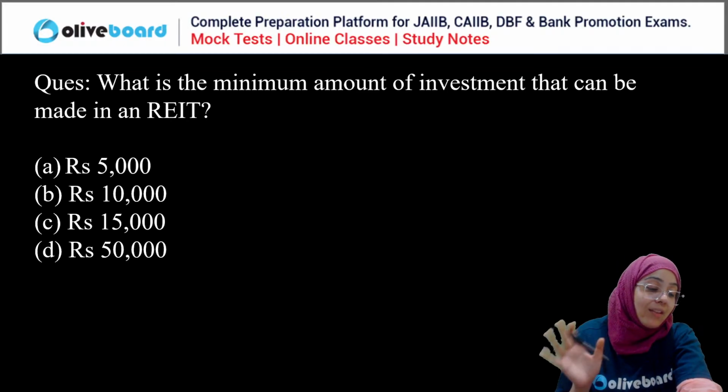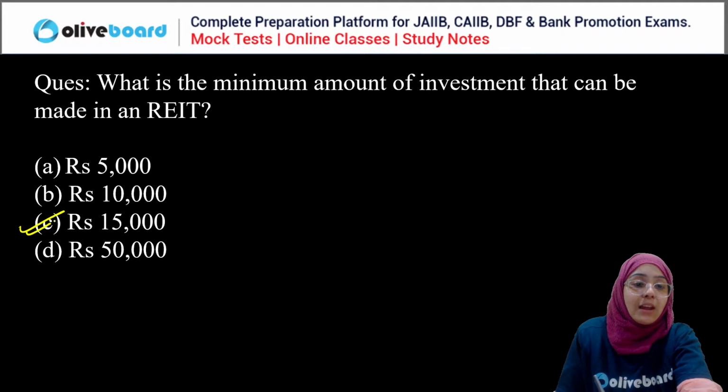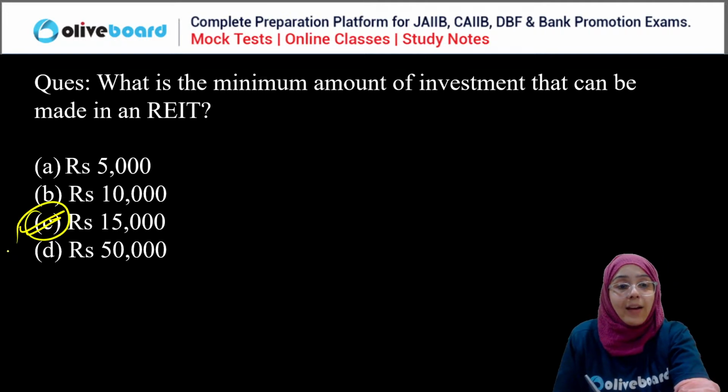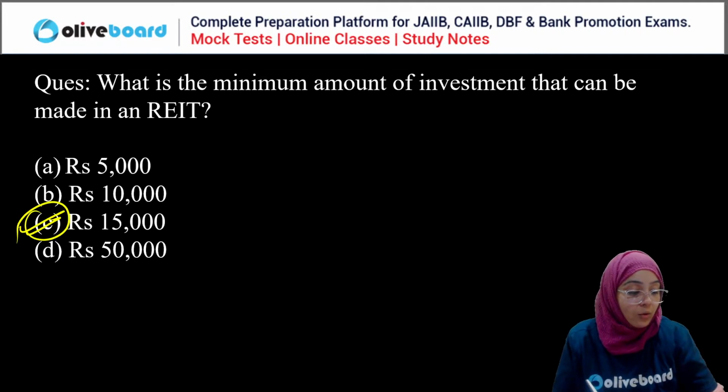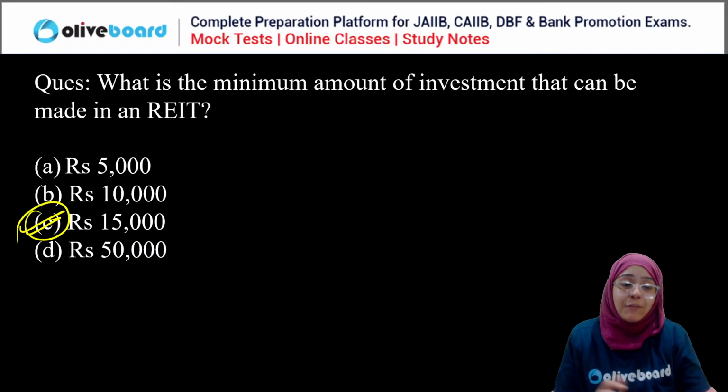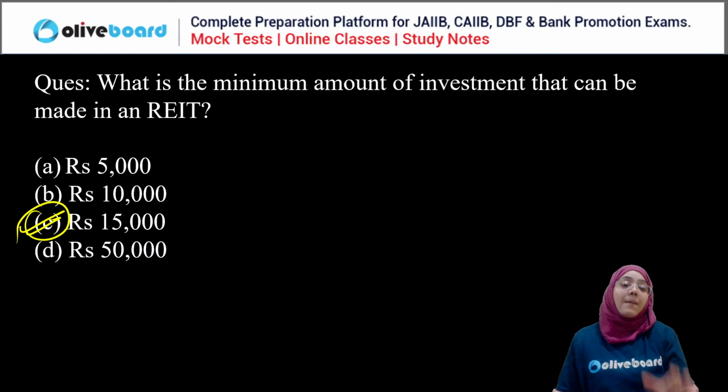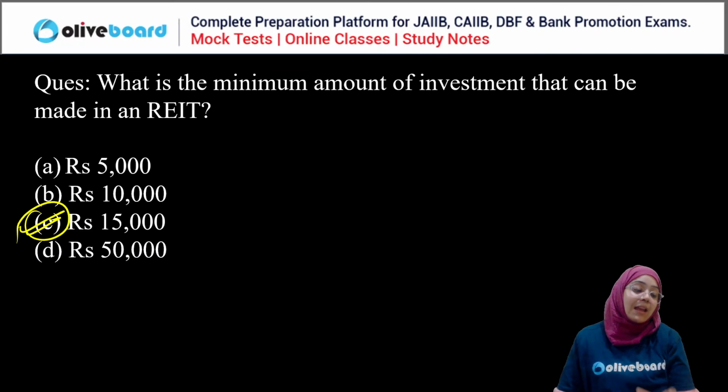The minimum amount of investment made in a REIT is 15,000. So the correct answer is 15,000, right? The minimum amount of investment you can make in a REIT is 15,000. C is the correct answer, right?